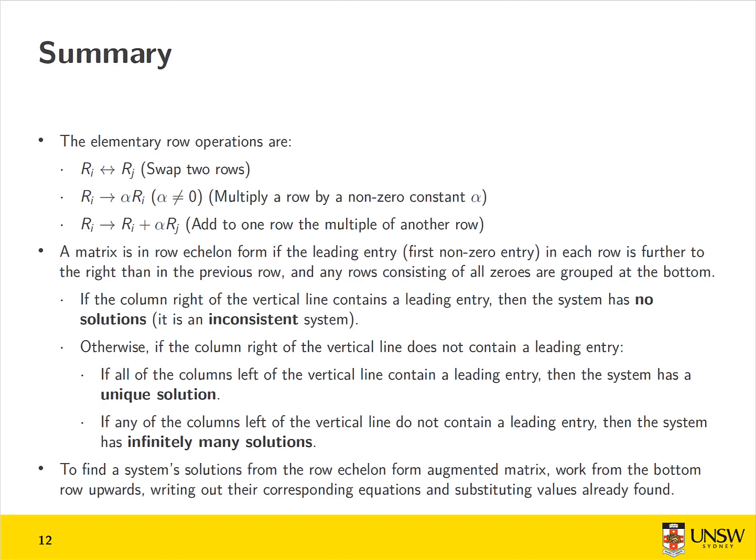In summary, we have learned about elementary row operations and how to apply them to an augmented matrix to achieve row echelon form. We have also seen how to deduce the number of solutions to a system of equations based on the shape of its augmented matrix in row echelon form, as well as how to completely solve systems in all 3 scenarios: when there are no solutions, when there is a unique solution, and when there are infinitely many solutions.